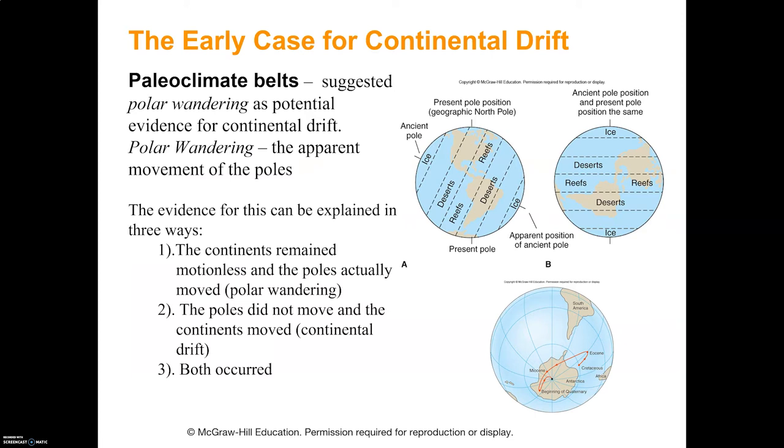We also have paleoclimates, and this suggested polar wandering as potential evidence for continental drift. And that's the apparent movement of the poles. And it can be explained in three different ways, and I suggest you read more about this in the book. Basically, one, the continents stayed in place and the poles moved around. So that's an example of polar wandering. Or the poles did not move and the continents moved around. Or our third option is that both of those things occurred.